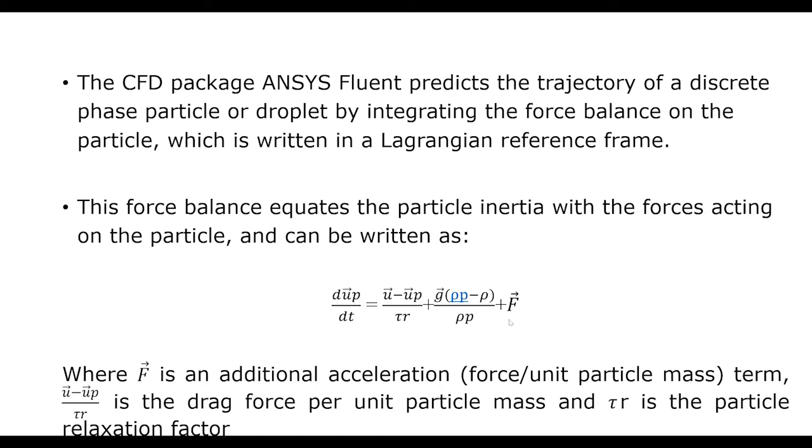This F is additional forces. As you can see, this is a drag force. This u_p stands for the particle, and this u is the velocity of air. So this (u − u_p)/τ_r is the drag force, because when there's an interaction between the flow and the particle, there is a drag force. This drag force is equated by this term.